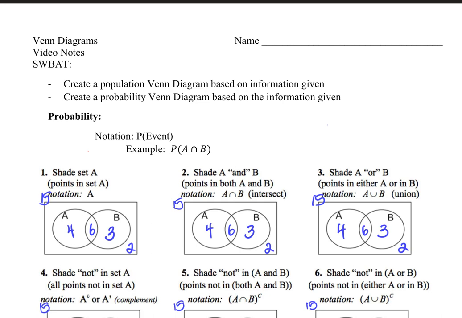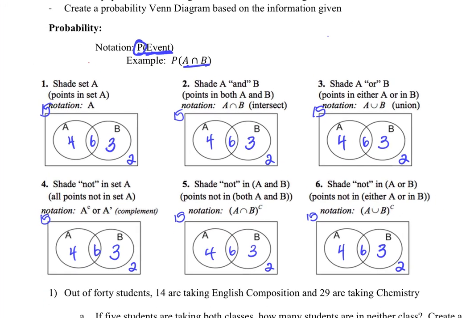All right, today we are going to be talking about Venn diagrams and how we can use them to make probabilities and things like that. So first of all, the notation of a probability of an event, we put a little P before it. The event is whatever is going to happen. For example, this is the probability of A and B occurring. We're going to go over those symbols throughout this little lesson.